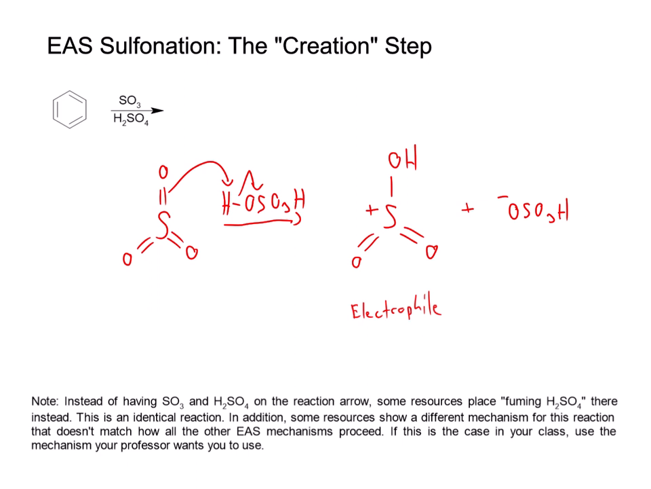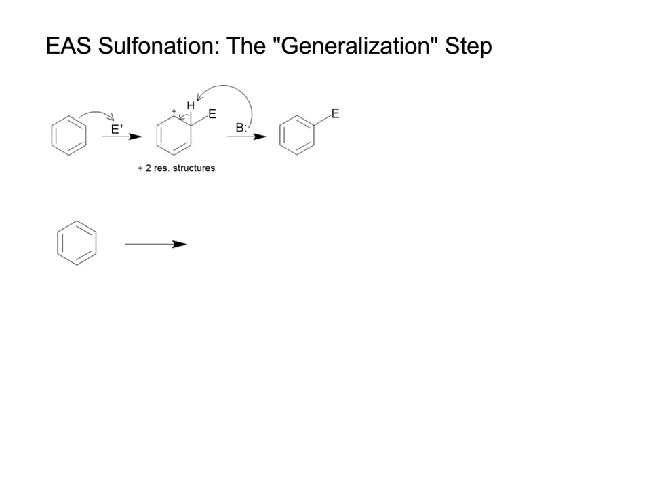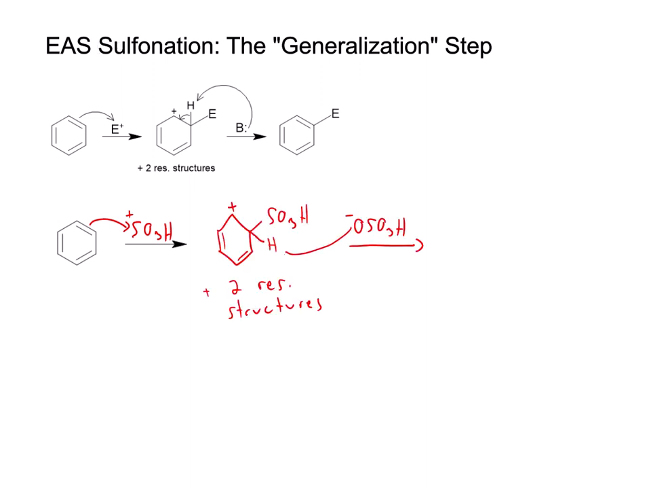That is SO3H with the positive sign on the sulfur, and the same base as we got in the nitration step, OSO3H. The generalization step for sulfonation should look almost identical to the generalization step for nitration, except that our electrophile is now SO3H instead of the NO2. So the nucleophilic benzene ring will attack the sulfur electrophile, and that will give us our sigma complex. Then our base attacks our hydrogen, recreating the aromatic ring. In our final product, you can see the SO3H has been added to the benzene ring.